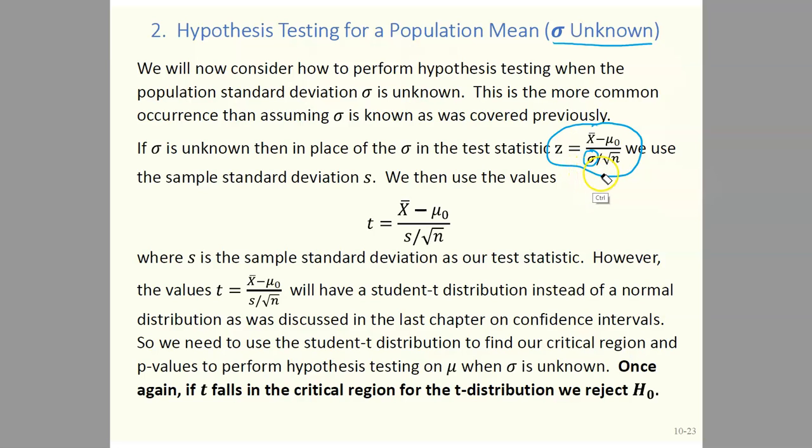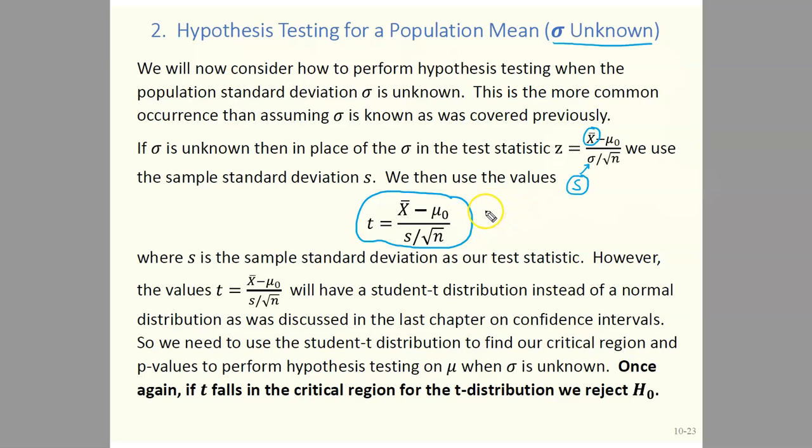All we have to do is replace the value sigma right here. We just replace that value with our sample standard deviation s. So when we take our sample of size n, we calculate x bar, our sample mean. We calculate our sample standard deviation s. And then we just use this formula but with an s in place of the sigma. So this is what we use for our test statistic when sigma is unknown.